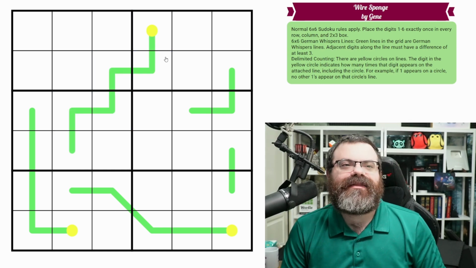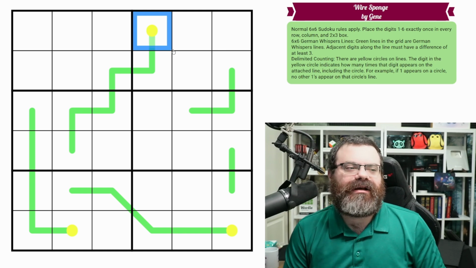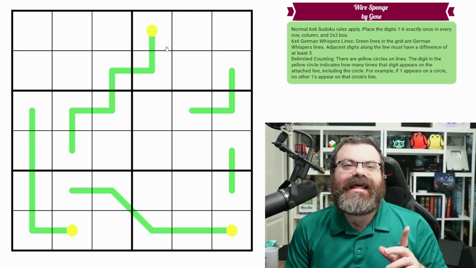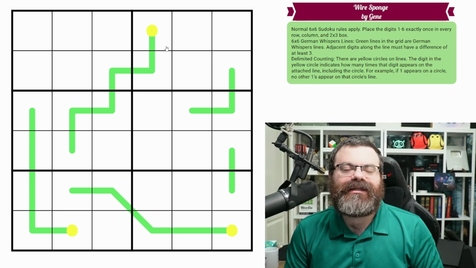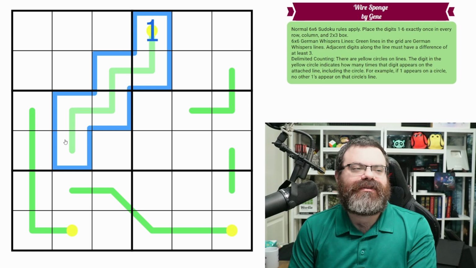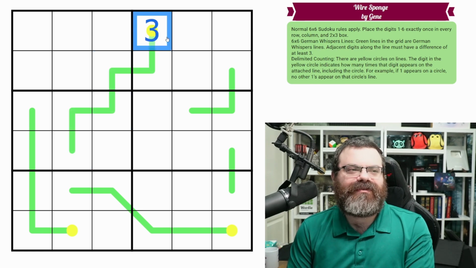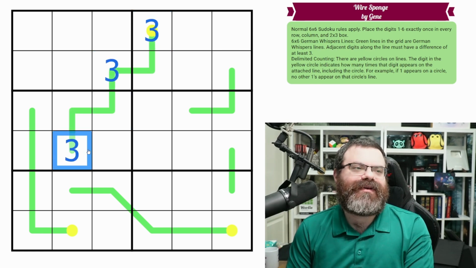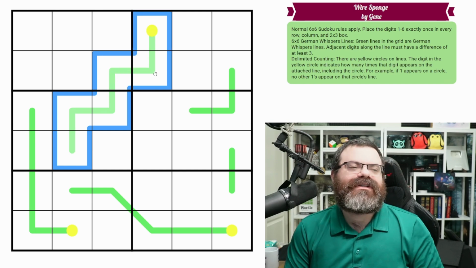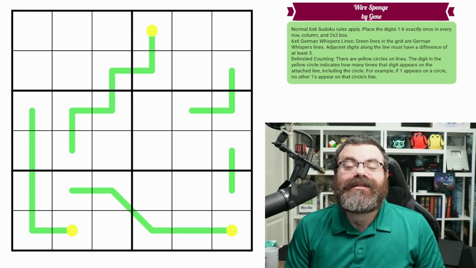All right. In addition to that, there is a yellow circle on some of the lines. The yellow circle indicates how many times that digit appears on the attached line, including the circle. So the example is if it's a 1, there's no other 1s on the line. But we could also give the example of if it's a 3, then there are exactly 3 3s on the line. Not 4, not 2, exactly 3. 5 is right out. All right. And that's it. Those are the rules.